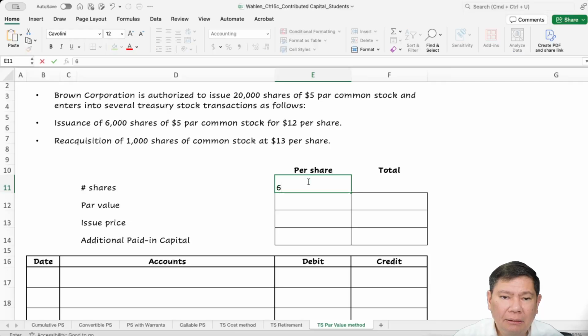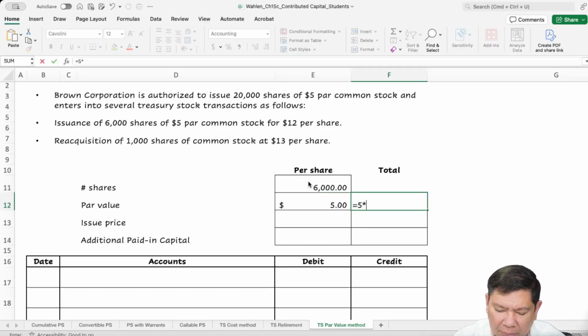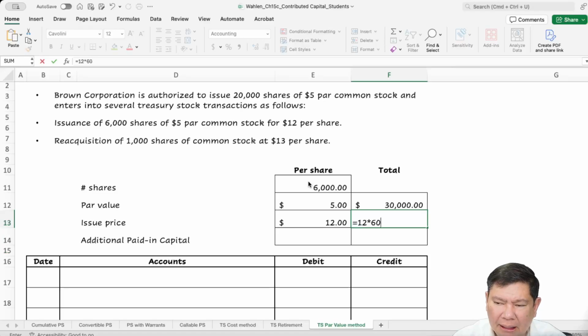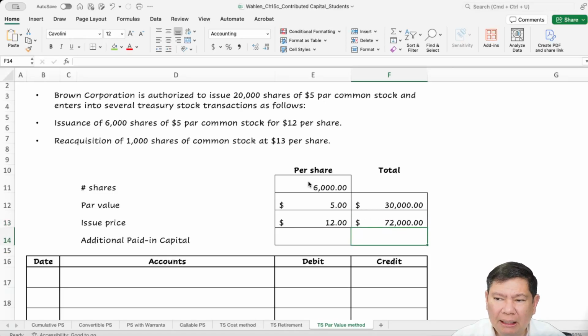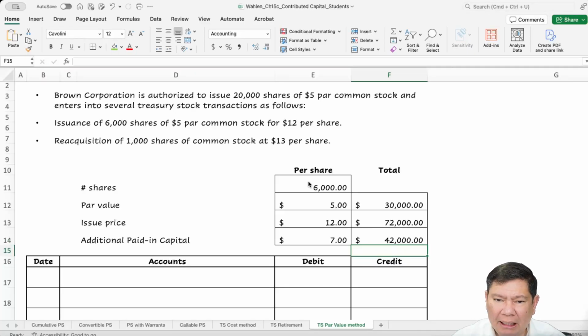So there are 6,000 shares, and par value is $5. So 5 times 6,000 is $30,000. The issuing price was $12, so that's 12 times 6,000, $72,000. And additional paid-in capital is $7: $12 minus $5 equals $7, times 6,000. Okay, so the additional paid-in capital is $42,000.